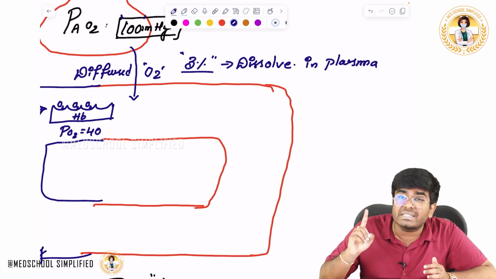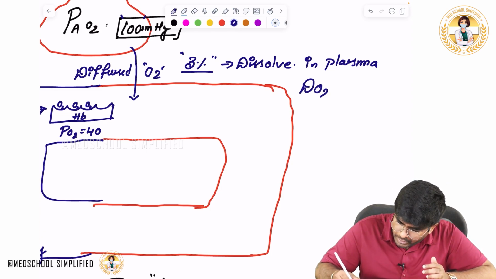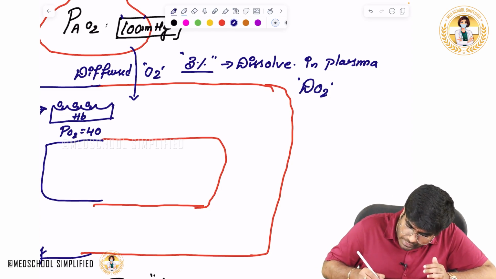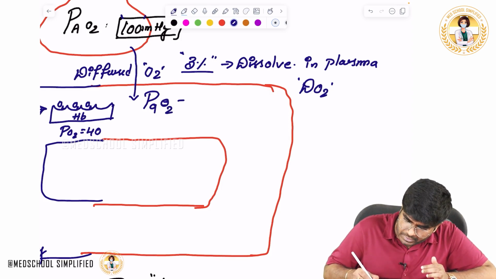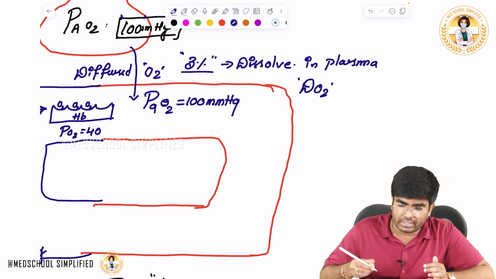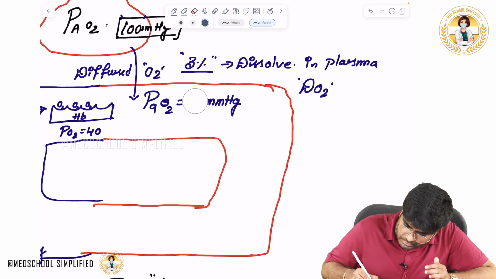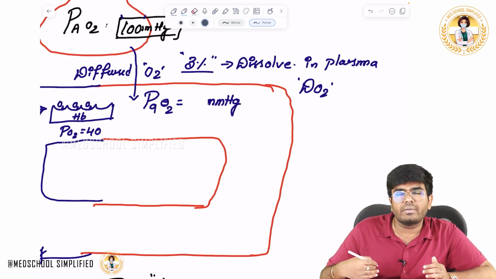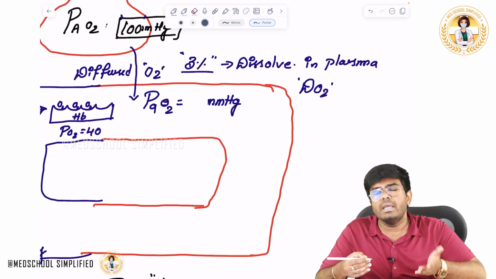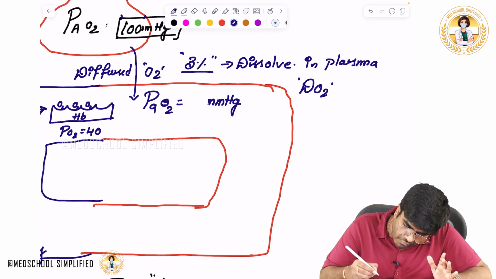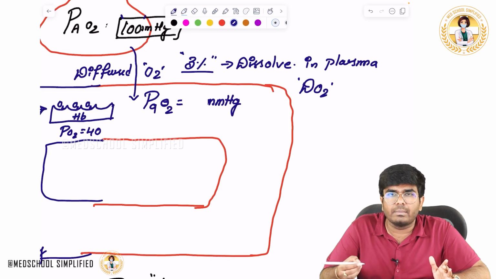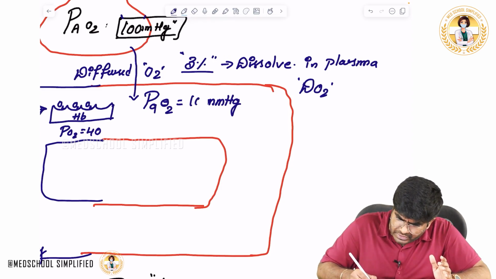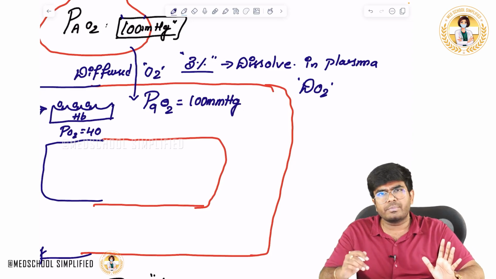Because of this dissolved oxygen, I am writing DO2, what happened to the partial pressure? Now the partial pressure of oxygen becomes 100 mmHg. The exact value is 97. Actually first it will become 100, later it will become 97. But the final thing I am telling you, the partial pressure of oxygen in arterial blood, let me say easy values, is 100 mmHg.